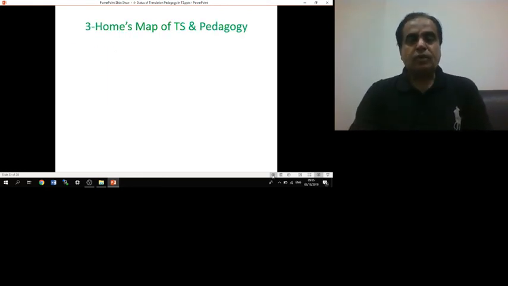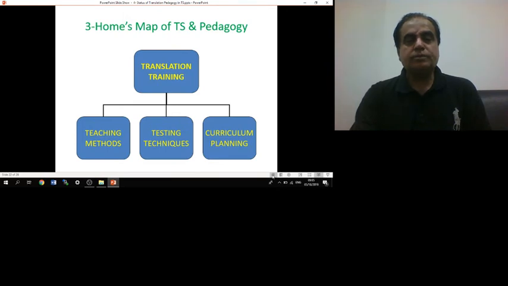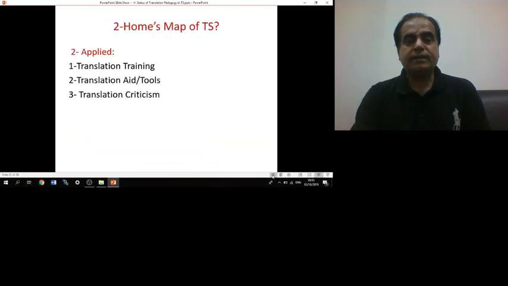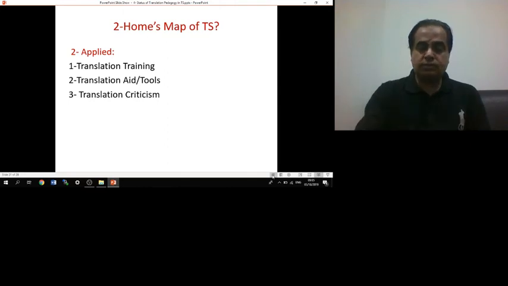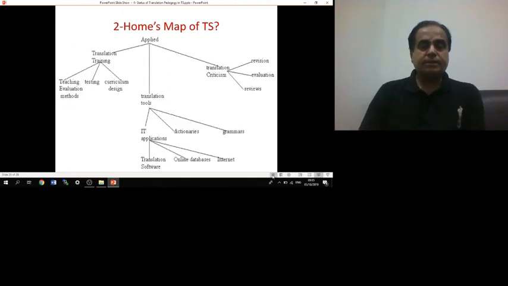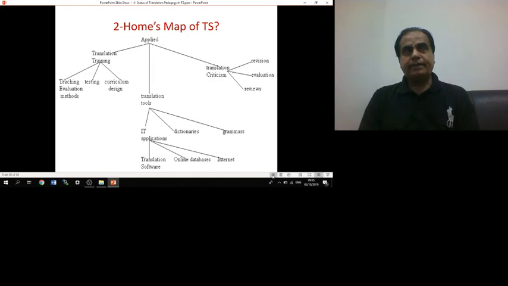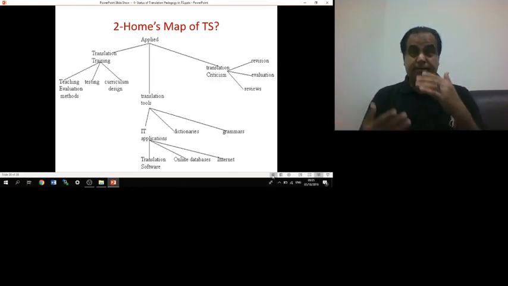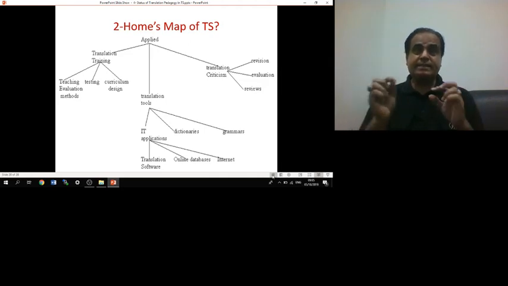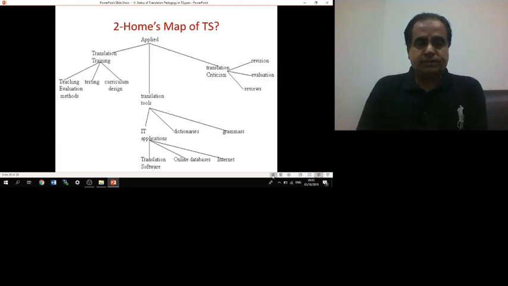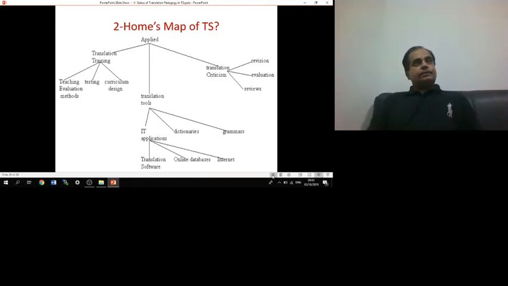Okay, now we want to see the Holmes map of translation and pedagogy. I stayed here for a purpose, because after that I will be discussing these things again, but now with point number three, relating these things to translation pedagogy, because here lies the translation pedagogy. Basically, the core place of translation pedagogy is here, where translation training is.